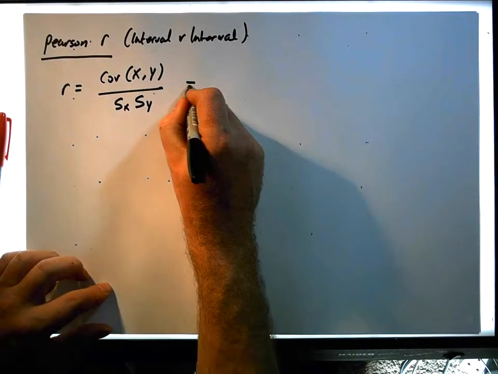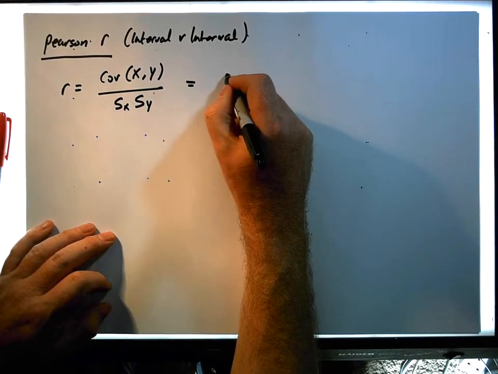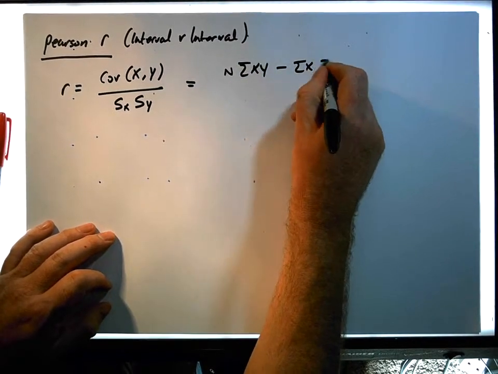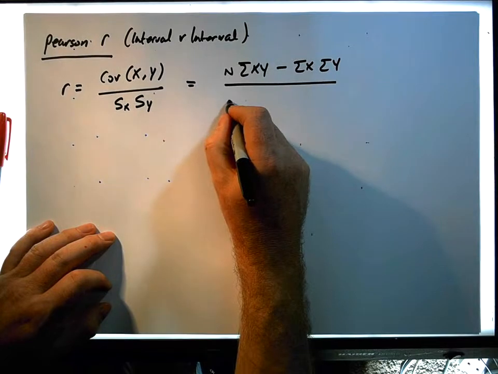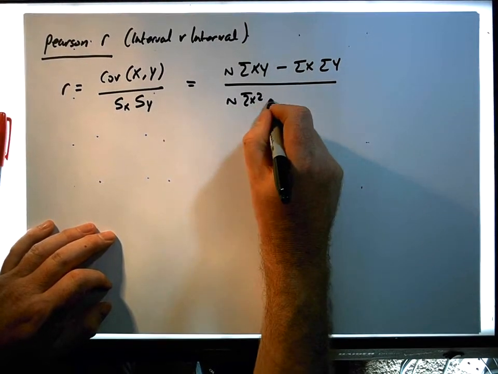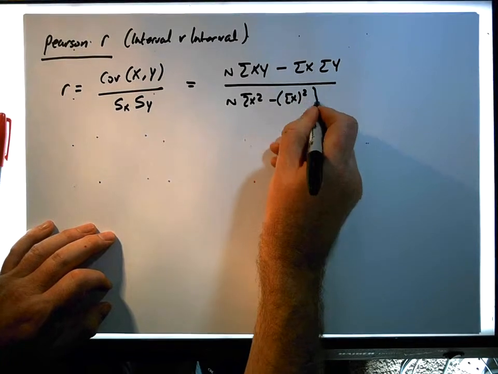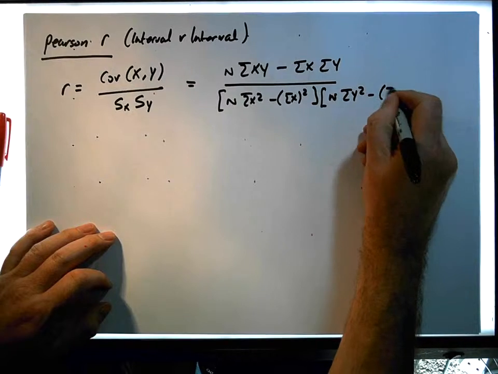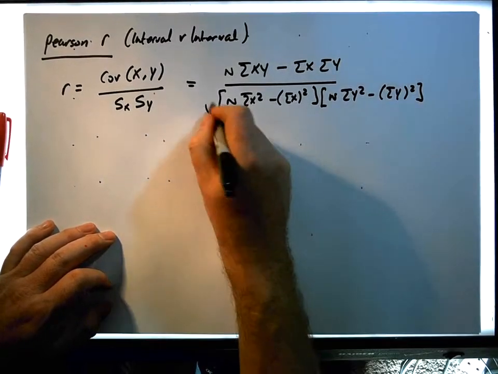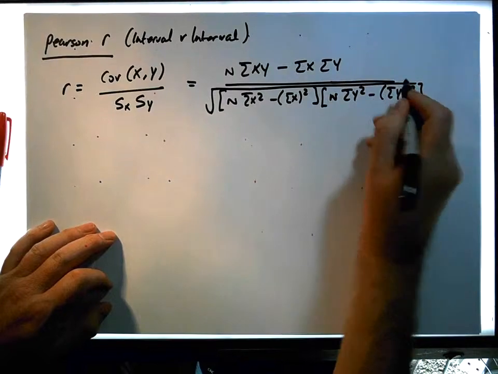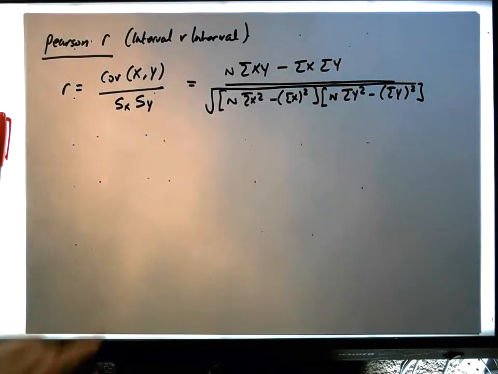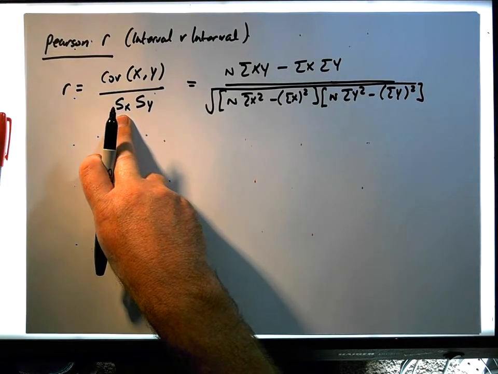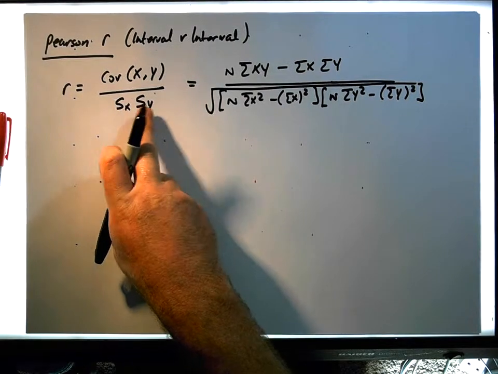There are many ways to write this formula. You've probably seen it in a different form, something like n times sigma xy minus sigma x times sigma y, all over n times sigma x squared minus sigma x all squared, times n times sigma y squared minus sigma y all squared, and it's the square root of that. It's quite a vicious looking formula, but effectively it's just the covariance divided by the product of the standard deviations of the x's and the y's.